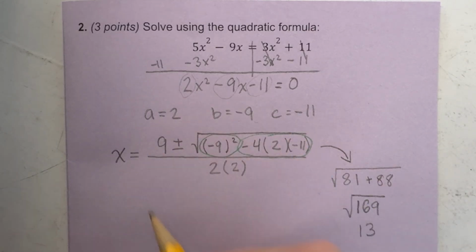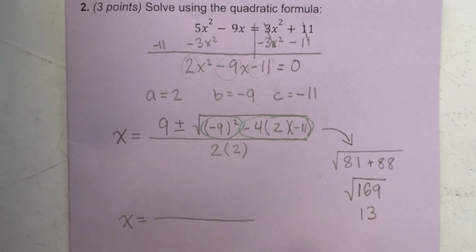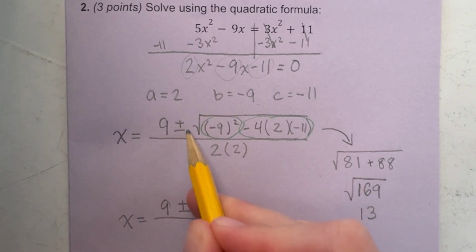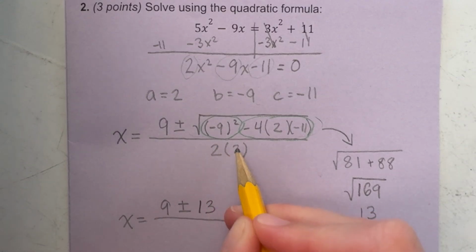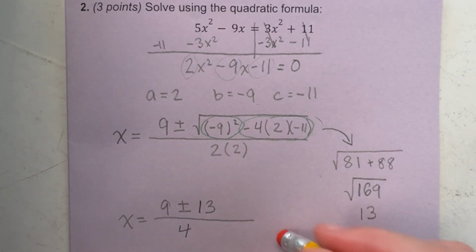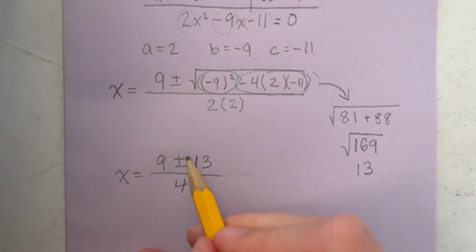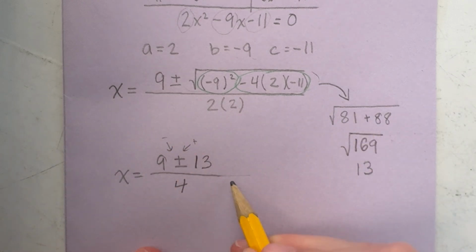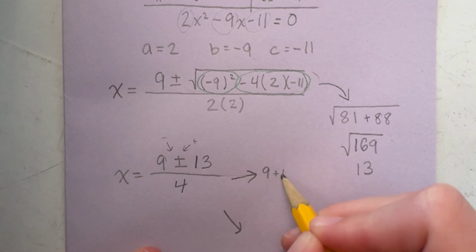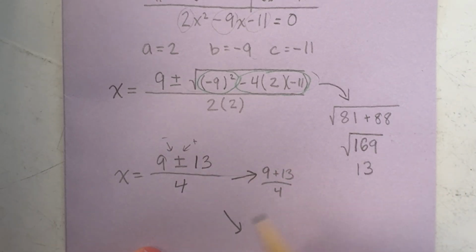So now let's come back to this, and I'm going to leave myself space. There's no reason to cramp it. I'm just going to bring down 9, plus or minus. All of this math, I just did it, it's 13. And then on the bottom, 2 times 2 is 4. Now, this symbol means it could be a plus or it could be a minus. So this is where I'm going to break into my 2 possibilities. This could mean 9 plus 13 over 4, or it could mean 9 minus 13 over 4.